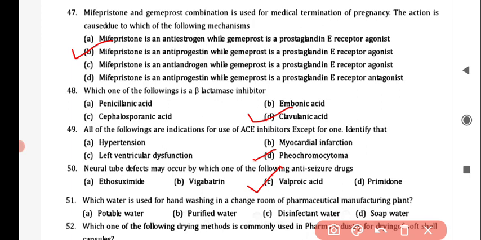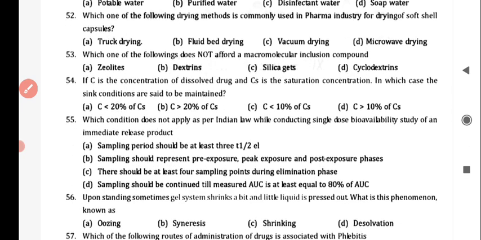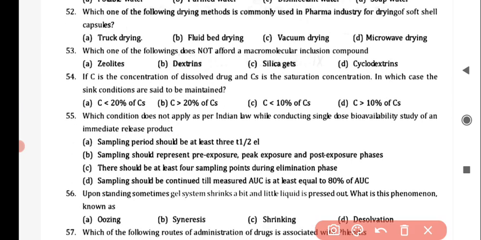Next question is, which water is used for hand washing in a change room of a pharmaceutical manufacturing plant? And the correct answer is option B, that is purified water. Next question is, which one of the following drying methods is commonly used in pharma industry for drying of soft shell capsules? And the correct answer is option B, fluid bed drying.